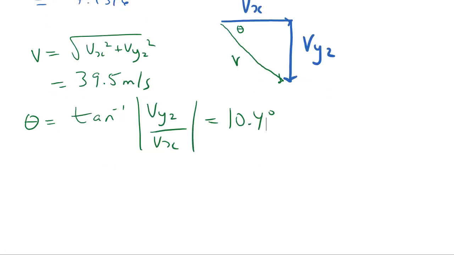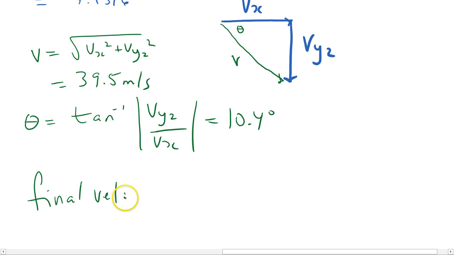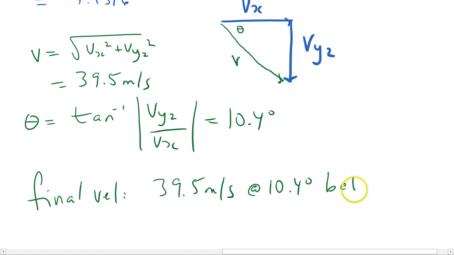And then it would be time to actually make our statement for what our final answer is. So I would say the final velocity would be 39.5 meters per second. Now I think the textbook would say something like right 10.4 degrees down. I like to say at 10.4 degrees below the horizontal. But the way the textbook has it would be fine as well.